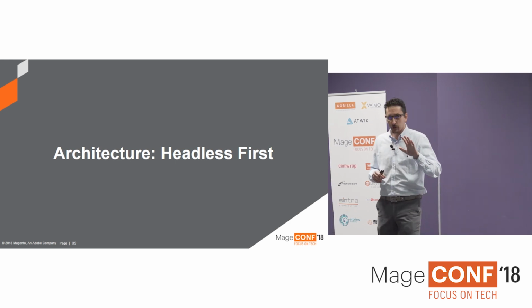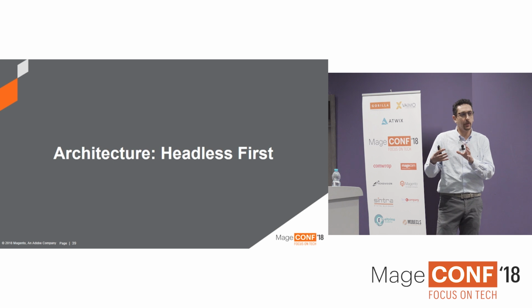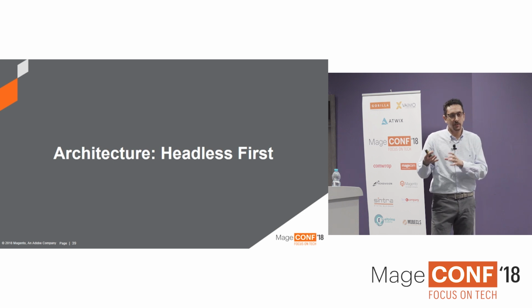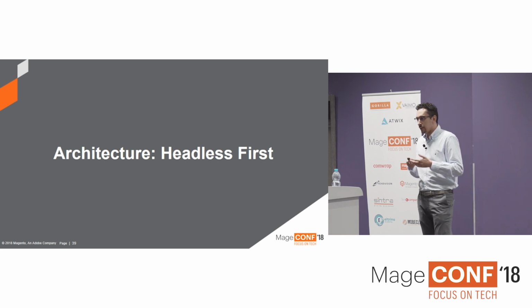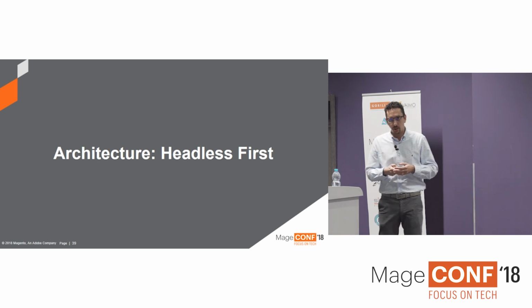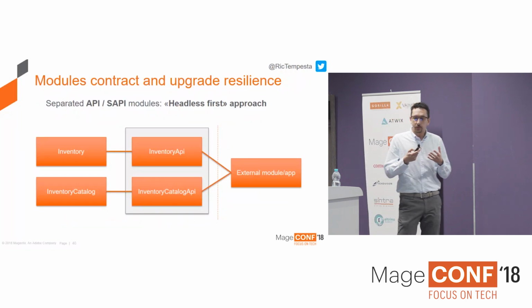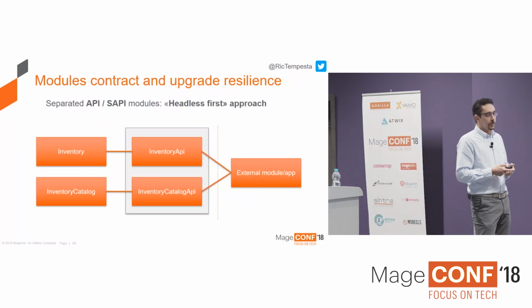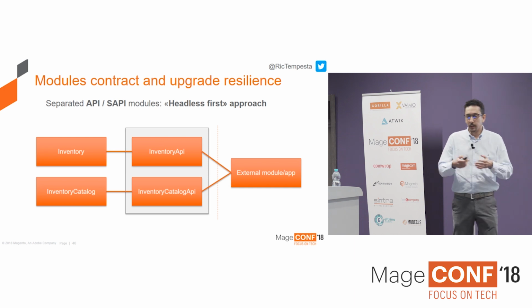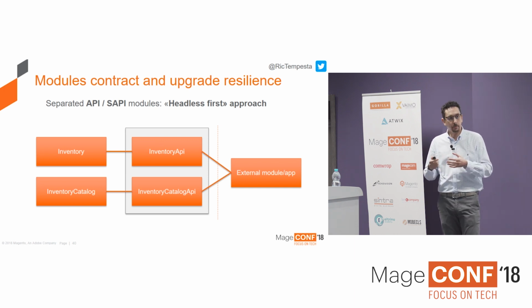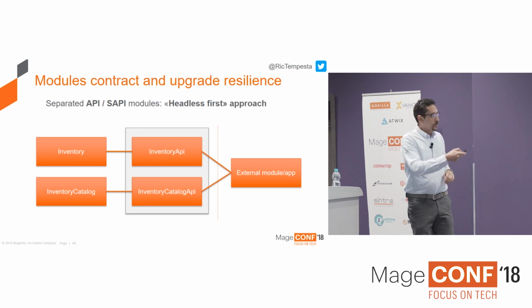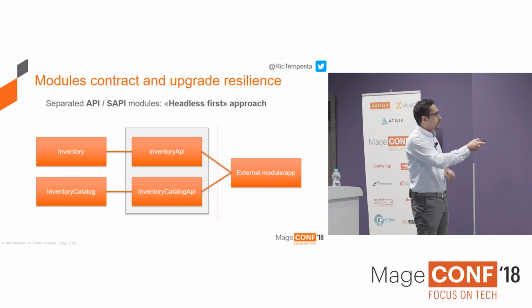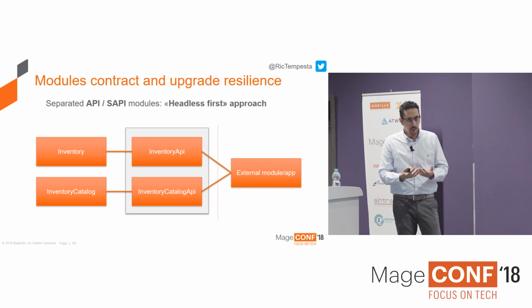So, today in Magento, basically, you don't know exactly where you can find a piece of code, because you have everything mixed up. And with the headless first approach, you can avoid this. This is why, for example, that previous implementation becomes something like this. So you have an additional module that is inventory API or inventory catalog API. So the API module is detached from the previous module. It is exposing the API and is connected to the back end that is the real implementation.